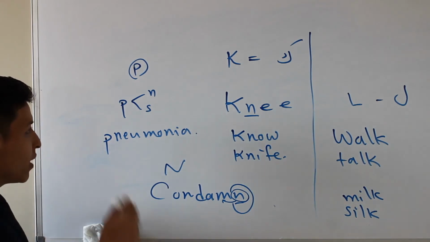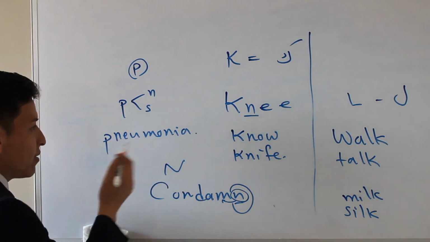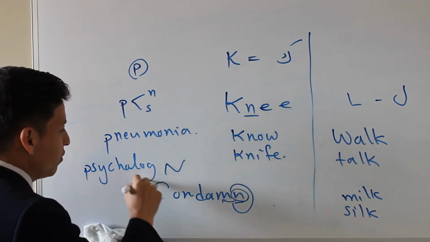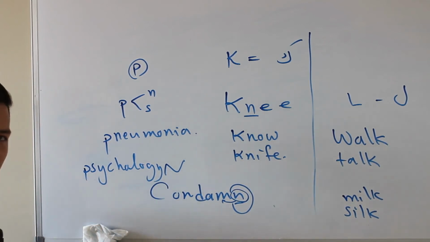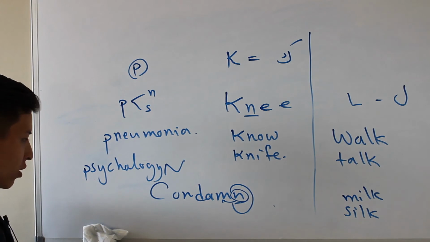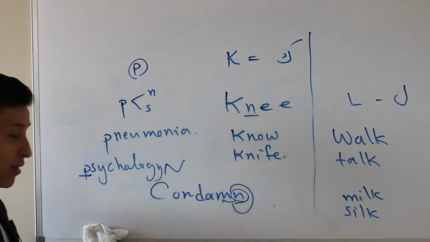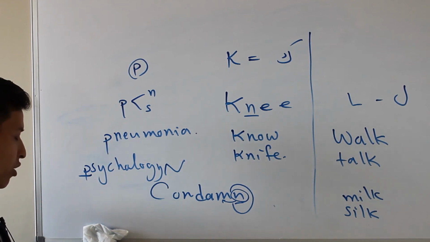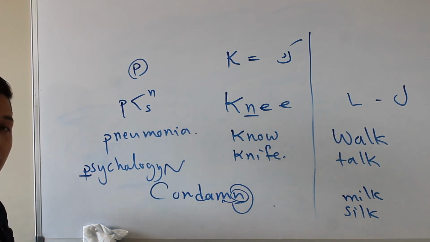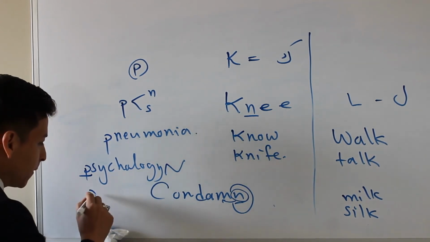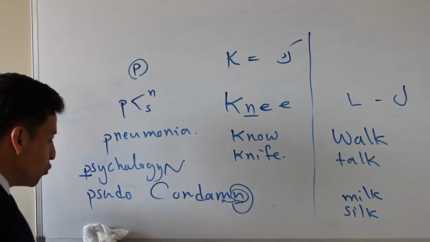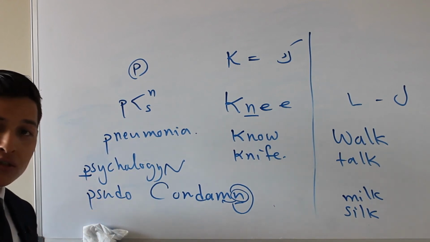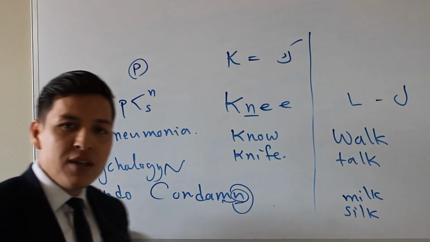Another one, for example, letter S: psychology. It is not pronounced with the P. We see that P is used before S and it's silent. We should not commit this mistake. Or for example pseudo, it means something false. It is not pronounced with the P. Okay, so the letter P, we said that.